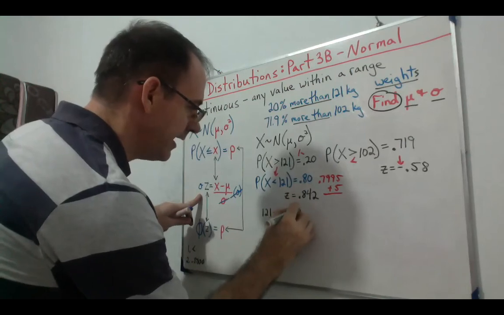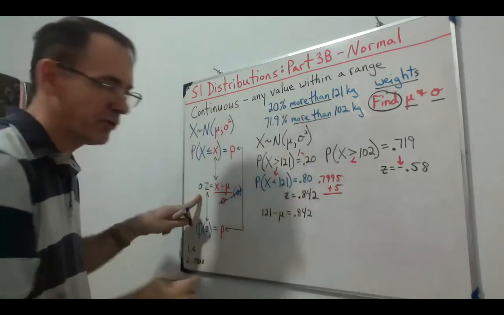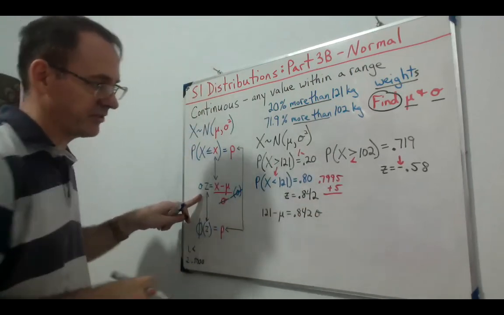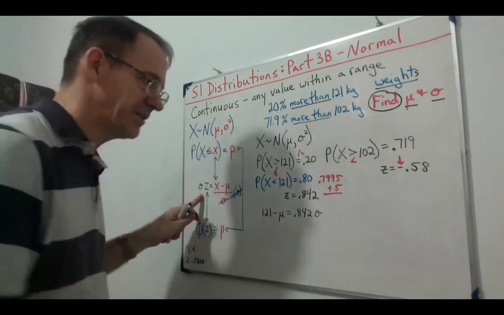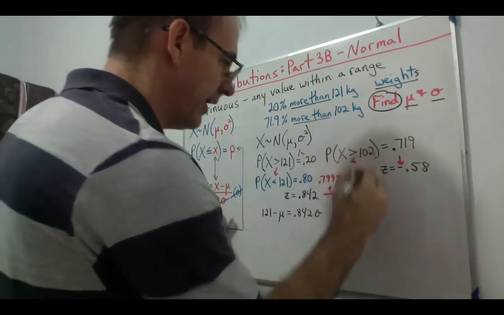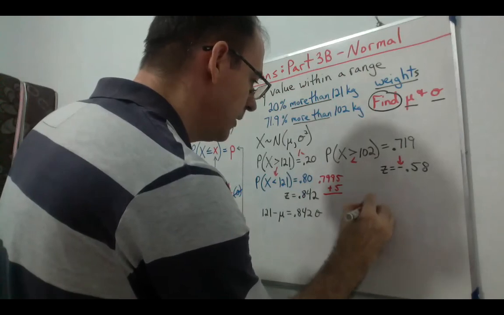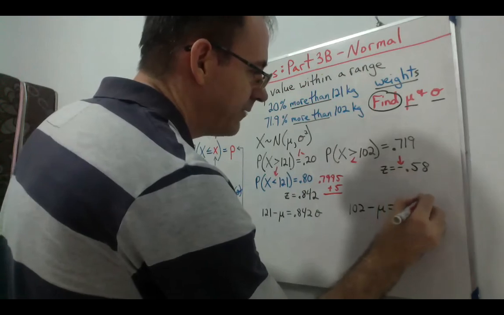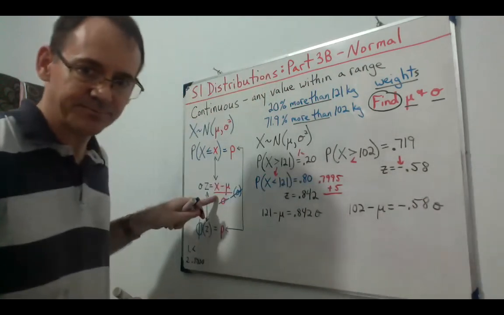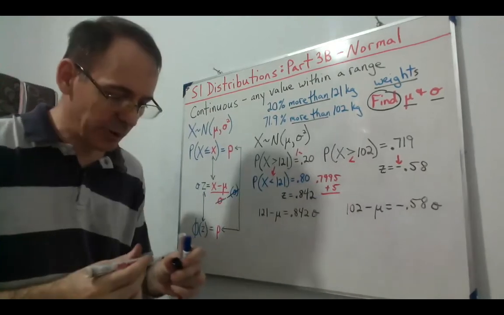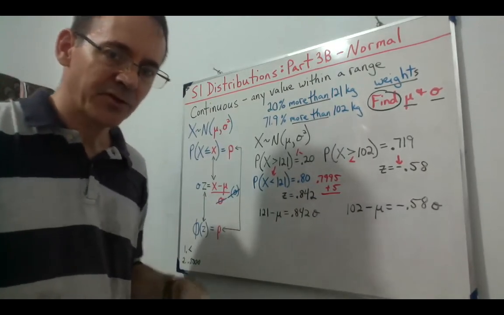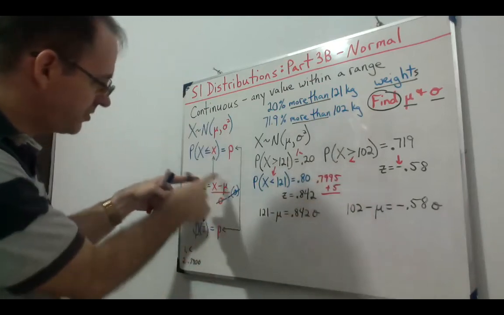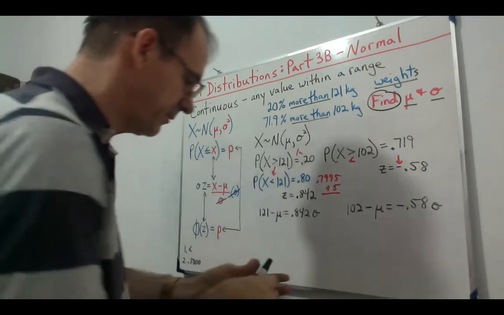So 0.842, and we also don't know the sigma. So there's our variable, just 0.842 times the sigma. So this is our one equation. Then this equation over here is our x, which is our 102, minus our mu equals a negative 0.58 times the sigma. So here's our two equations for our system of equations. So we've worked the probabilities and our x values into the middle for a system of equations.